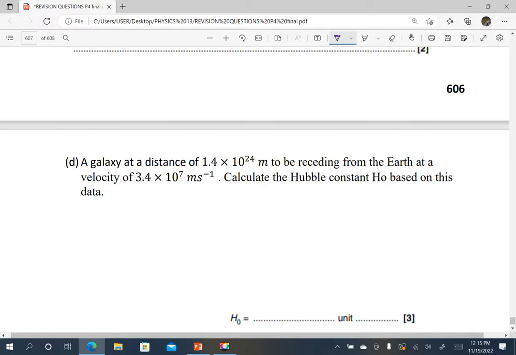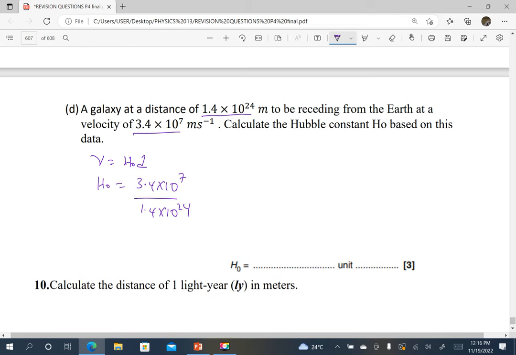A galaxy at a distance of 1.4 times 10 power 24 meters is observed to be receding from the Earth at a velocity of 3.4 times 10 power 7. Calculate Hubble's constant based on this data. So Hubble's law: V is equal to H naught times D. So Hubble's constant is simply going to be V, which is 3.4 times 10 power 7, divided by 1.4 times 10 power 24.